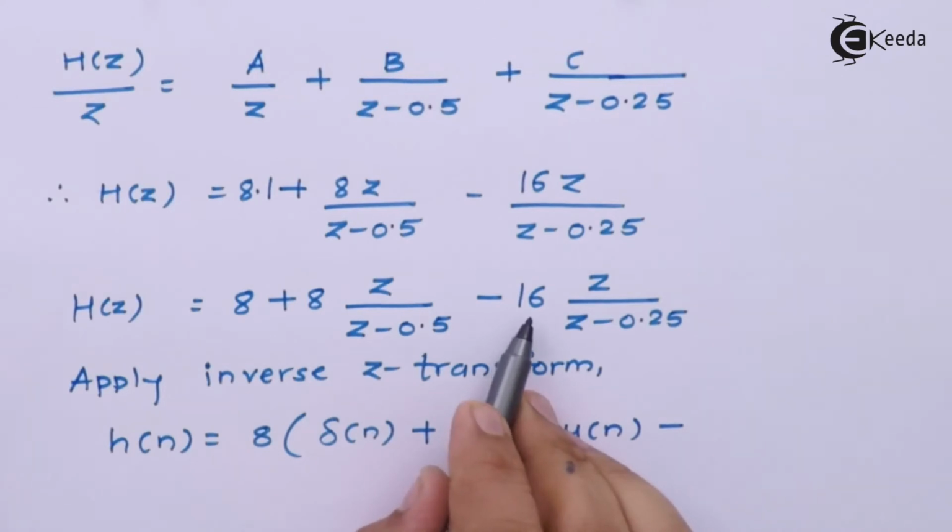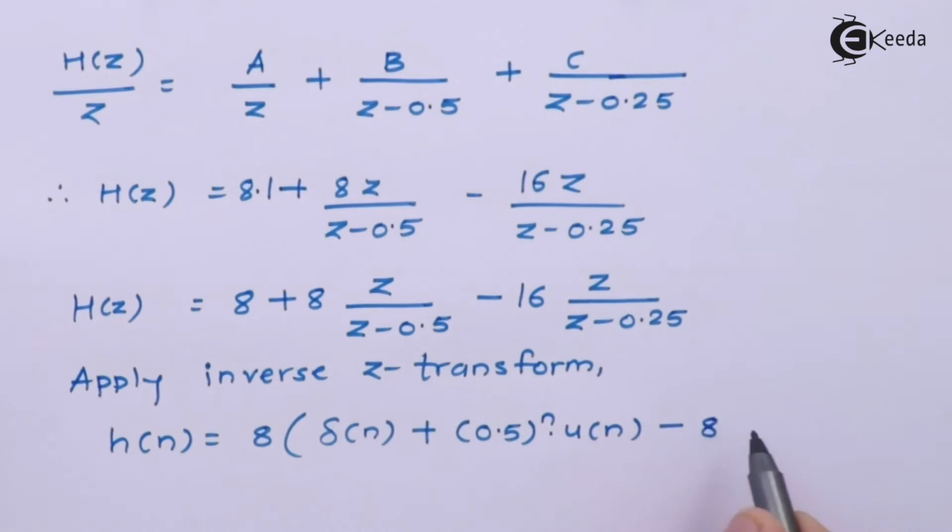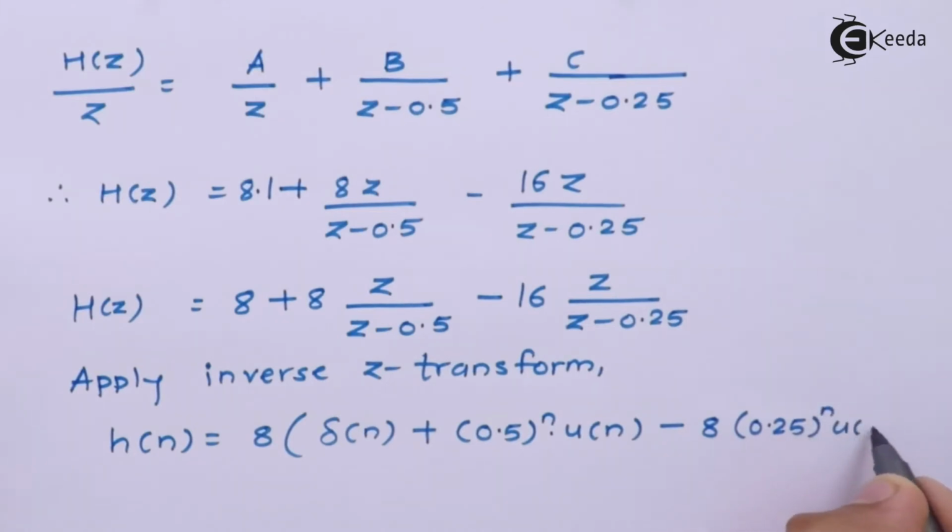Now if I take 8 common from here, so this 16 is now replaced by 8. Here we have a value which is 0.25, and that's it. This is our result. Now this is our first part of the solution, that is impulse response.